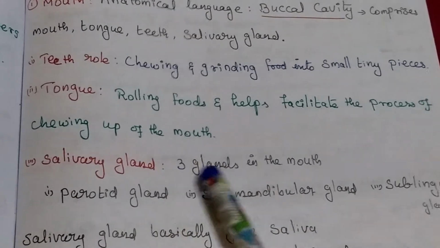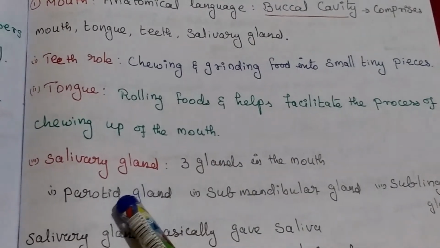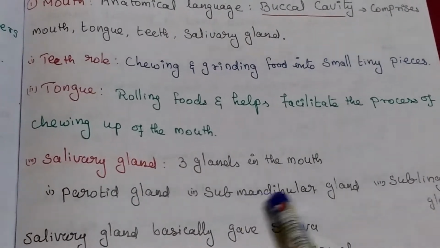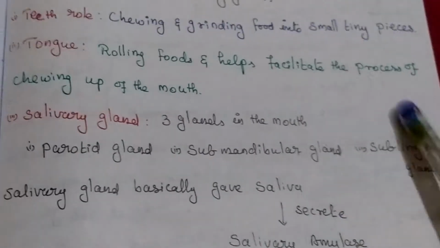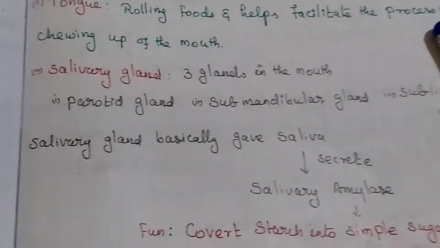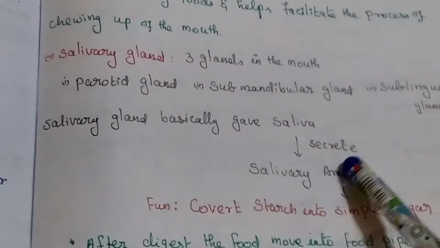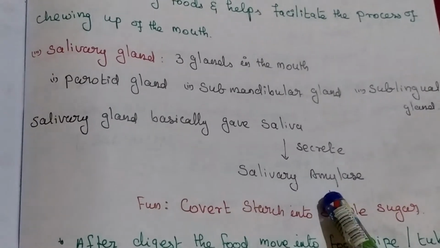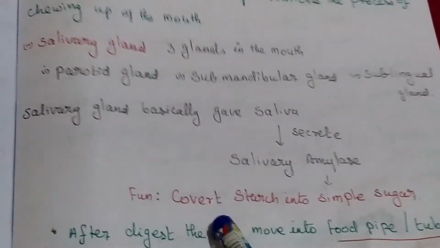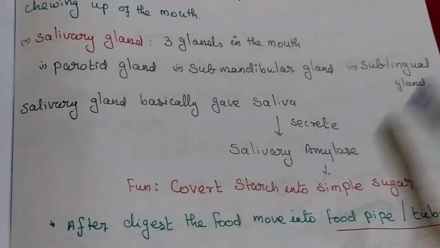Salivary gland: three glands are present. First one is parotid gland, then submandibular gland, and sublingual gland. Salivary gland basically produces saliva. It secretes amylase enzyme. What is the role of amylase enzyme? It will convert starch into simple sugar.